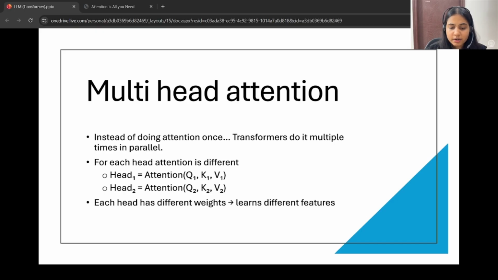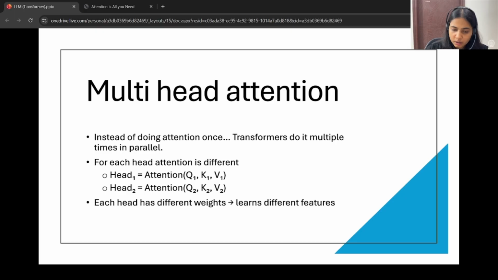Now each head has different weights and learns different features. If we give our question to the Google search engine, it will go to one layer and figure out what we are asking and what the keys could be. Those keys will be another set of weights or parameters for the search engine. So it will work like this. Same here also, each head will have different weights. Head 1 will have a different number of parameters.